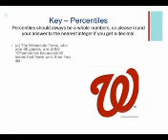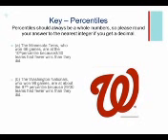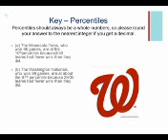Okay, so number one, the Minnesota Twins, who won 66 games, are at the 10th percentile because 3 teams did fewer wins than they did. So 3 out of the 30 had fewer. The Washington Nationals, who won 98 games, are at about the 97th percentile because 29 out of 30 had fewer wins than they did. So if you take a look, they were the highest.